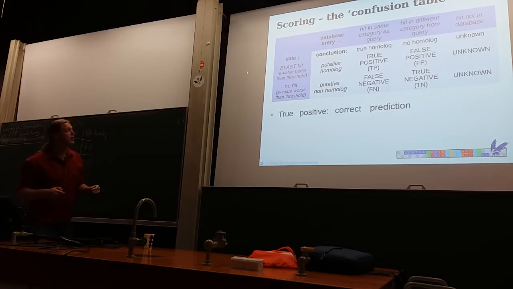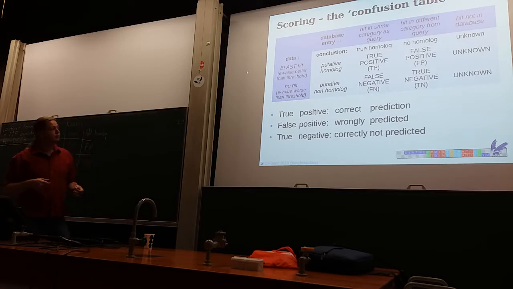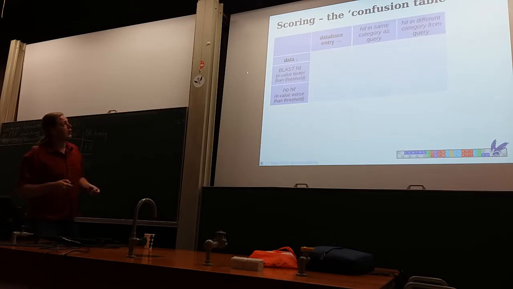Moving on then. Alright, so we've been over this. A true positive is a correct prediction, a false positive is a wrongly positive prediction, a true negative is that you correctly predicted it not, and a false negative is a reality true that you missed to predict. Okay.